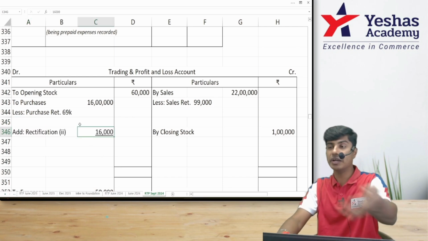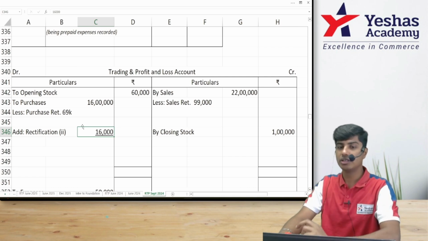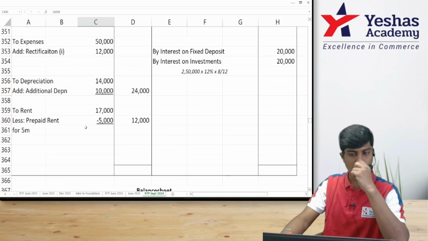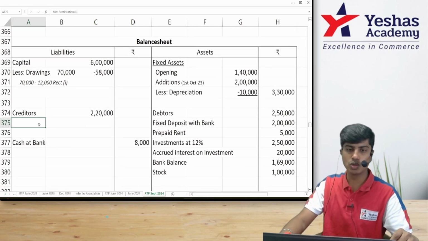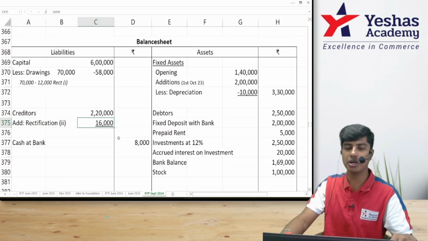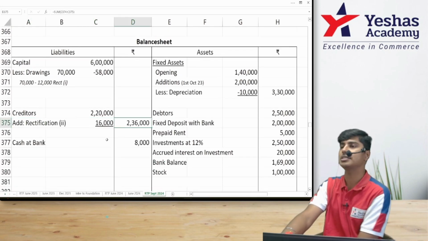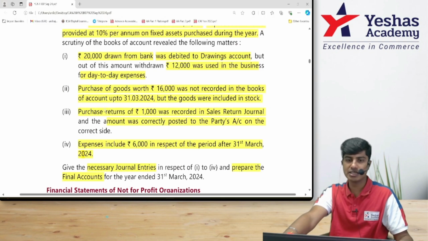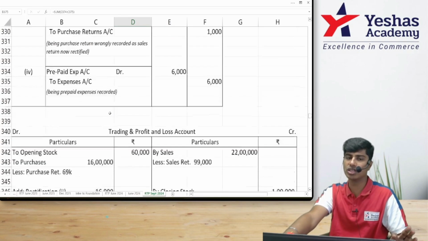Sir, in the outer column, the purchase return adjustment is there. Wait. 16,000 done. Where else will I adjust it now? Creditors. Come to our balance sheet. Creditors is there, no, 220. Add rectification number 2, 16,000, making it 2,36,000. Everyone got it? After this, the second adjustment is over. Now we'll go to the third adjustment.